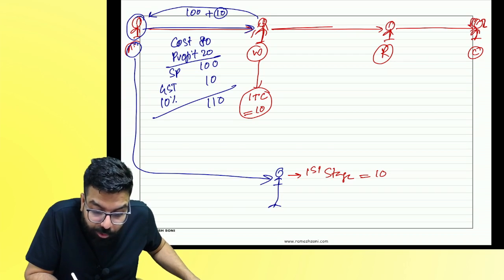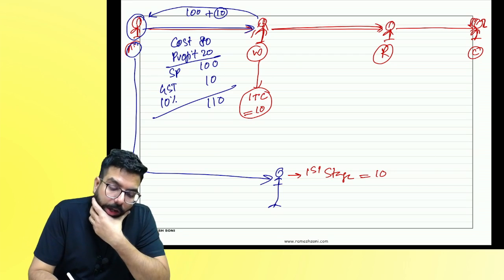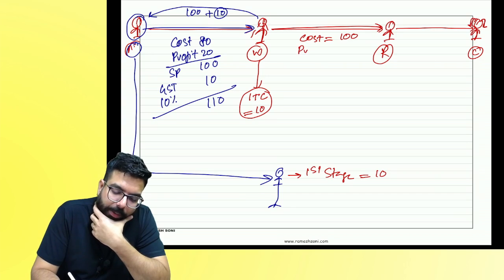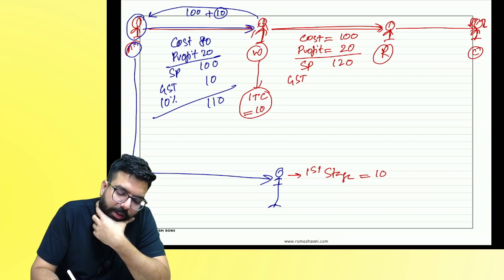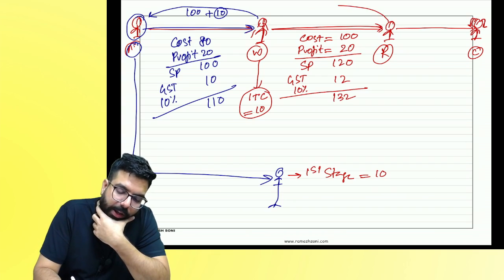Then he sold the goods forward. Correct? How much is the cost? 100, 110. How much is the profit he made? 20 or 10? 20 will take. Okay. How much is the selling price? How much is GST? How much is 10%? 12. 132. He paid him 120 plus 12.